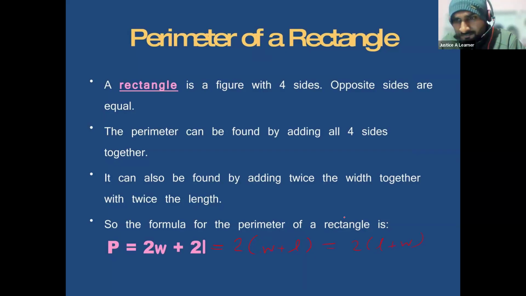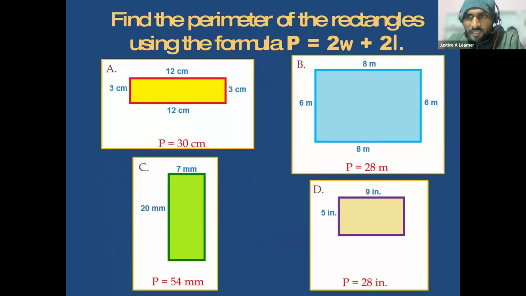Is that okay? Yes, right. Is that okay, Prisha? Okay. So here we are having different rectangles, so it is easy to find. Here 12 and 3, we are having 12 plus 3 is 15, 15 multiplied by 2 would be 30. So easy to find all the things, right?